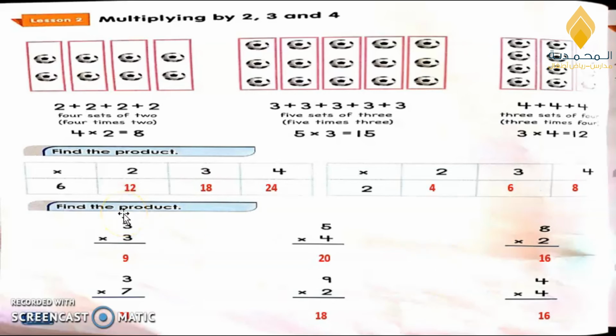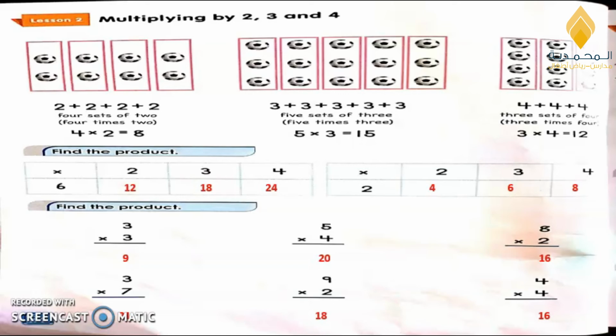Look, 3 times 3, excellent, 9. 4 times 4, good job, 20. 8 times 2, excellent, 16. 3 times 7, good job, 21. 2 times 9 is 18, excellent. 4 times 4 is 16, good job.